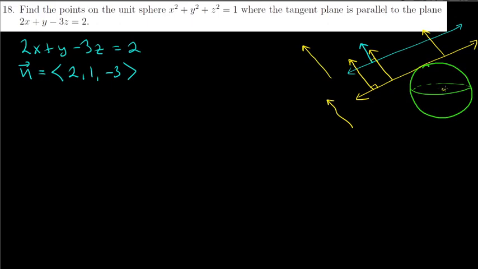Or how about if we start it at the origin and make the vector end at this point on the sphere, right? So that point will be a point where we have the tangent plane to the sphere, and it'll be parallel to the given plane.